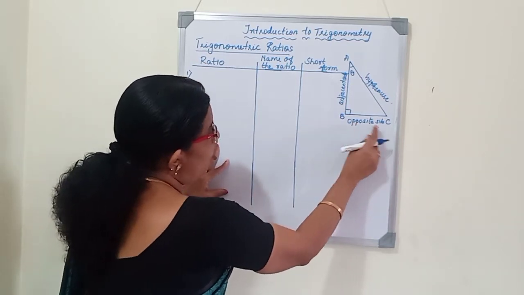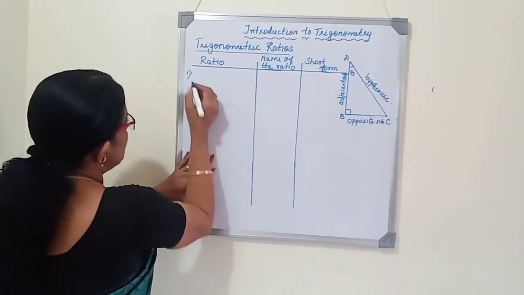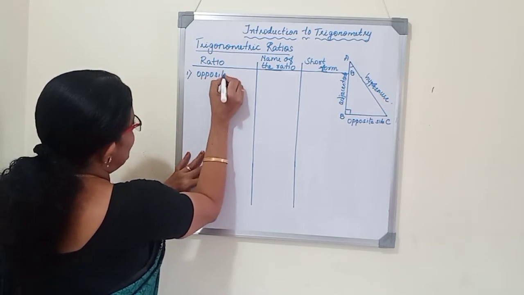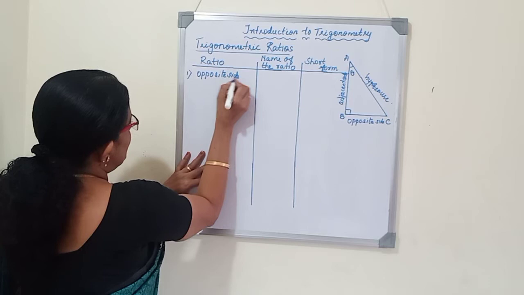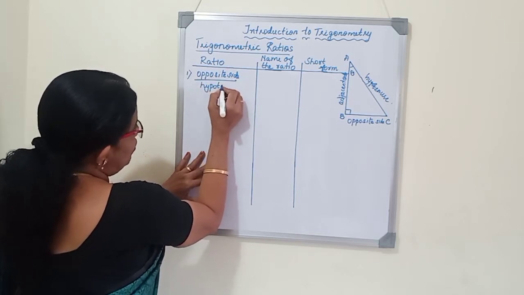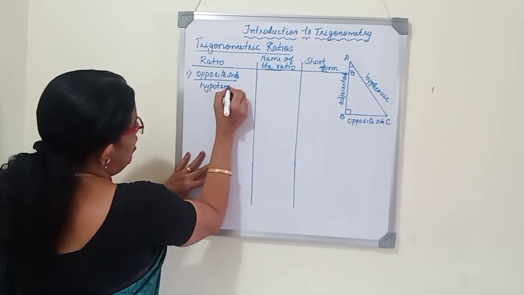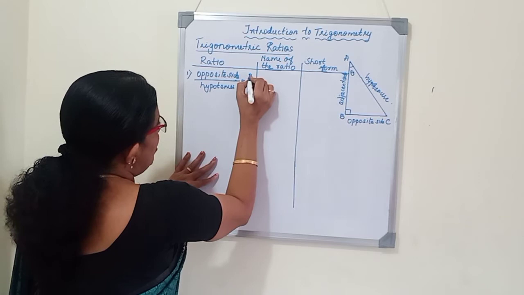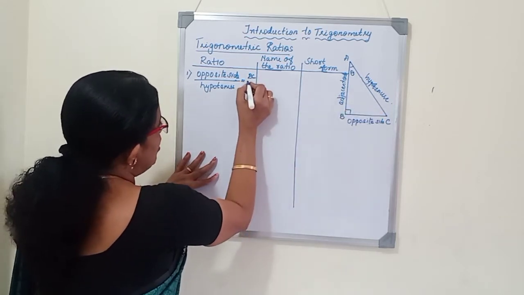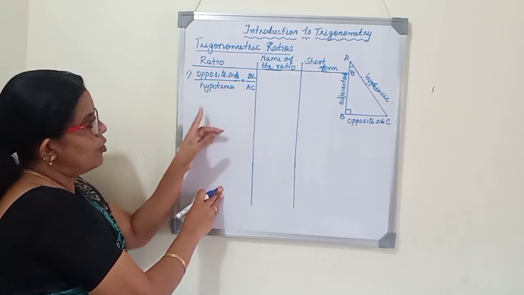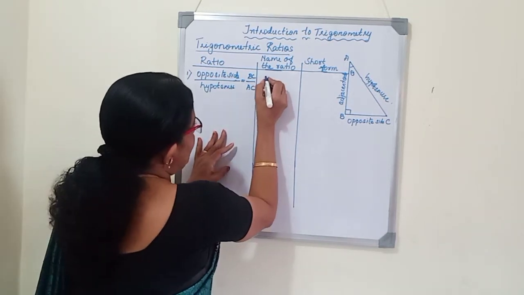Now, the first ratio I am going to write. First I will write opposite side by hypotenuse. There are 6 ratios, very important formulas. So with respect to theta, the opposite side is BC and hypotenuse is AC. So BC by AC. The opposite side by hypotenuse ratio is known as sin theta.